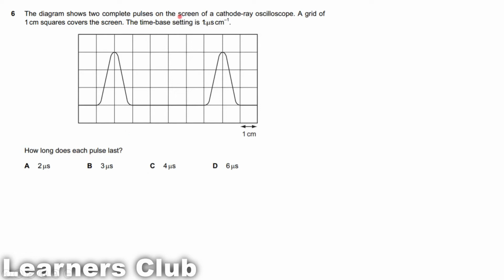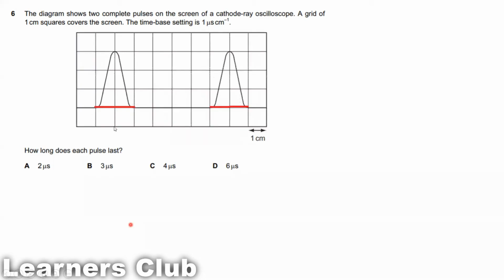Remember, this is the screen of the cathode ray oscilloscope. They have given the time-base setting as 1 microsecond per centimeter. That means 1 centimeter corresponds to 1 microsecond. How long does each pulse last? This pulse lasted for 2 divisions, which means it's lasting for 2 divisions.